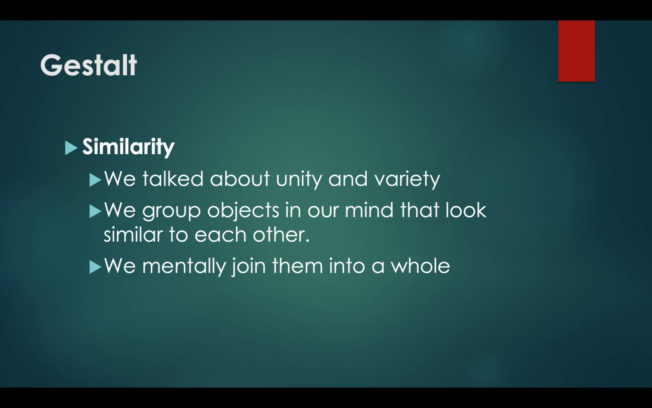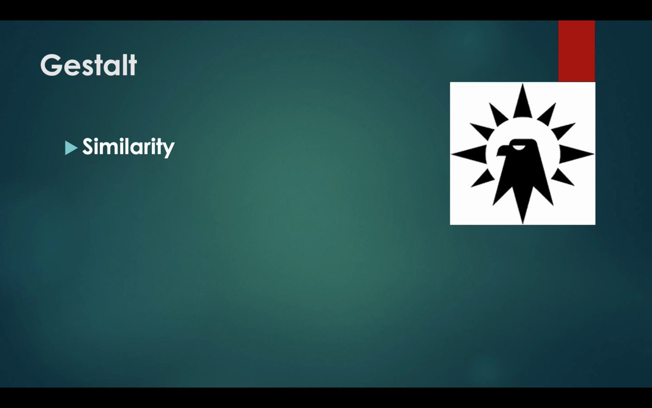So when we talked about unity and variety in the last set of slides, we talked about, at the end, that really chaotic image, but when we look at something really chaotic, our brain groups things that are similar together. So if we have a whole bunch of dots in a jumble, but a bunch of them are blue and the other bunch are green, we're going to assume that the blue dots and the green dots make up 2 different sets. We're going to mentally join them into a whole because we think things that look similar probably go together.